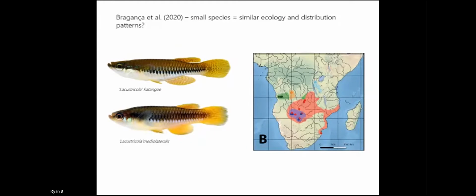I have a similar question for the sister species, Lacustricula katangae in red on the map and Lacustricula mediolateralis in orange. Which are the main things affecting their actual distributions?